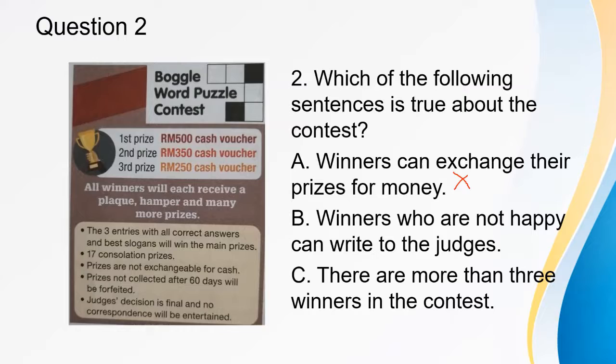Then can we look at statement B? Option B: winners who are not happy can write to judges. Yes or no? No. You look at the keyword, you look at the sentence here. Judge's decision is final. That means no correspondence will be entertained. Even if you write letters to them, they are not going to read your letter. Here it is already mentioned that judge's decision is final.